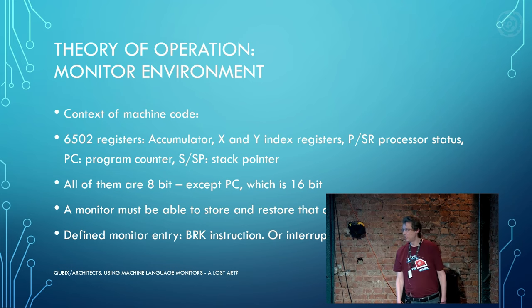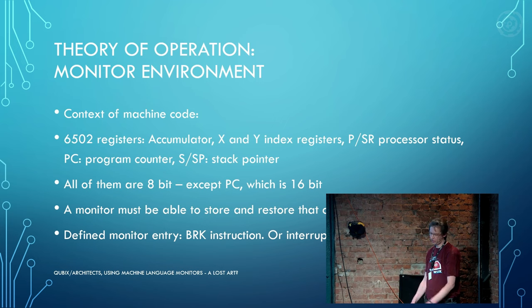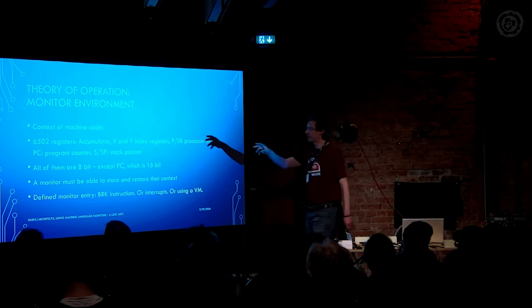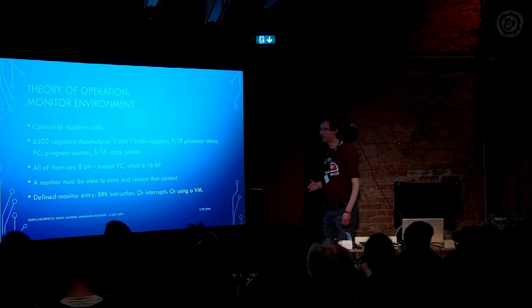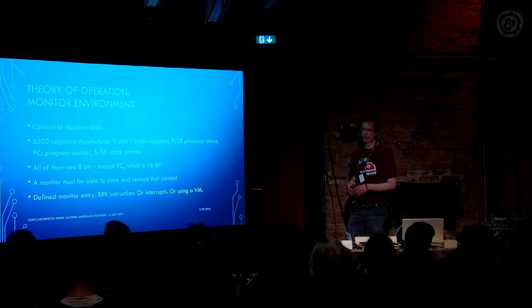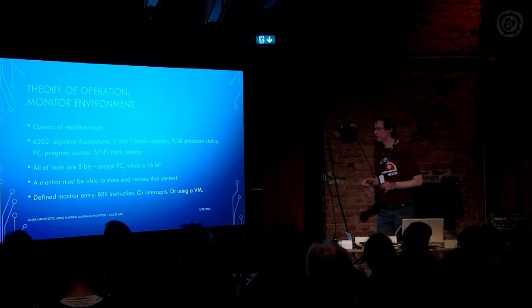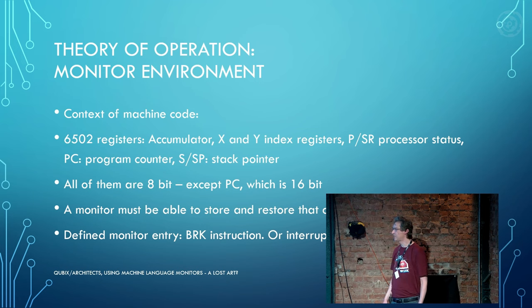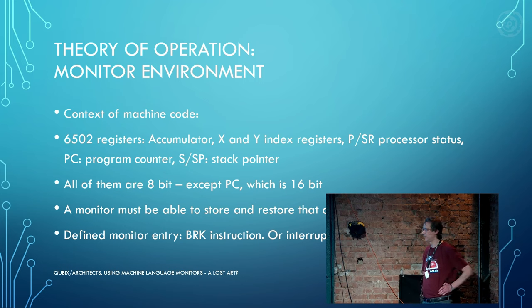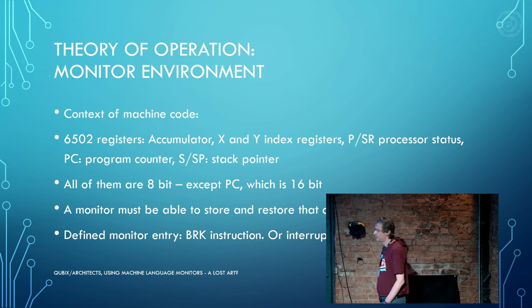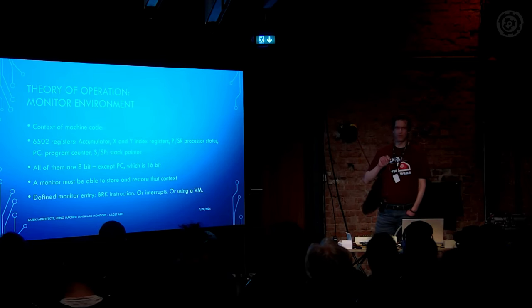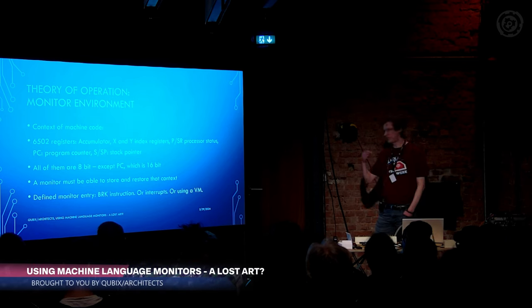So the monitor itself provides an environment for the code. And for the 6502 CPU, it's particularly simple because the CPU has so few registers. We have just the accumulator, which absolutely handles 99% of all data that runs through the CPU. Without the accumulator, you wouldn't be able to do anything. And then you have two index registers, a processor status register, a program counter, and a stack pointer. And all of them are 8-bit only, except the program counter, which is 16-bit. The least a monitor must do is save and restore that context when it's entered from the code and when it re-enters the code that it monitors.